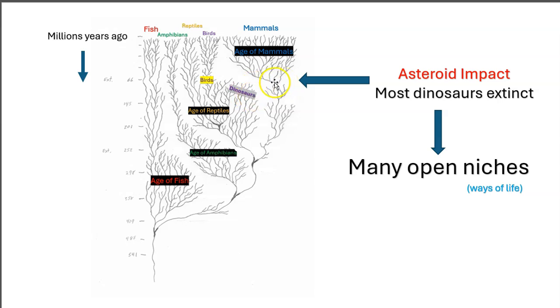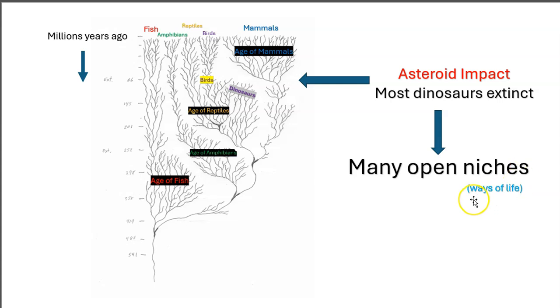Now notice, prior to the asteroid, again, it was the age of reptiles and dinosaurs. Dinosaurs dominated the daytime ecosystem. Mammals were small creatures and nocturnal, and they were living in the shadows of the dinosaurs. But with the asteroid and with the extinction of many of those dinosaurs, it gave mammals new opportunities. So new niches opened up.